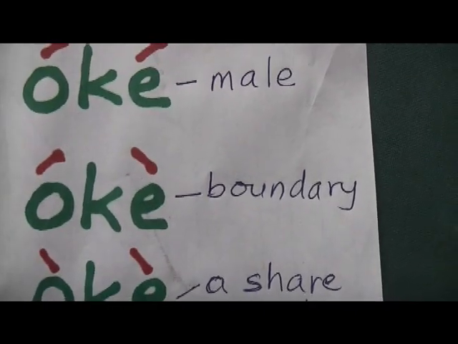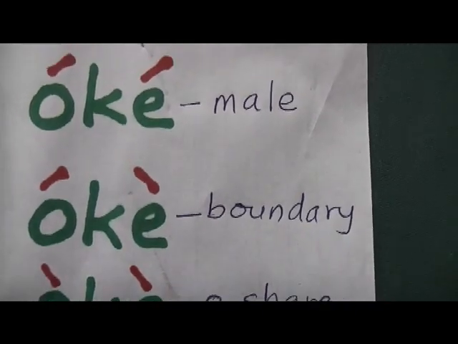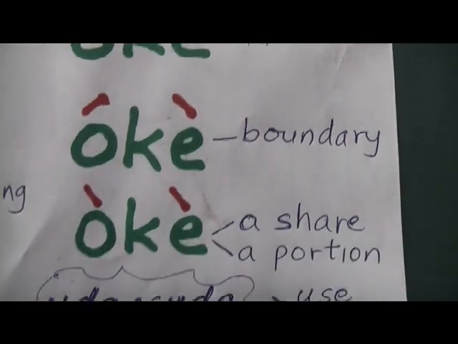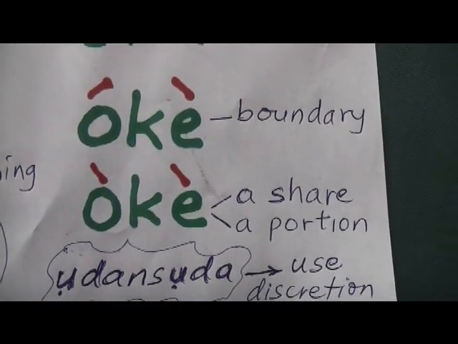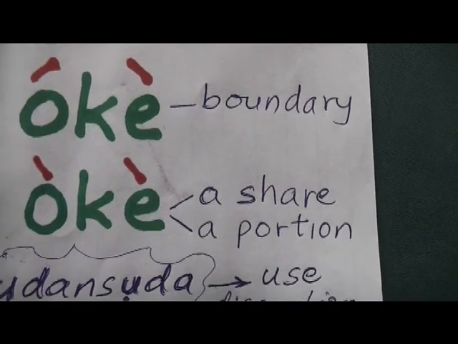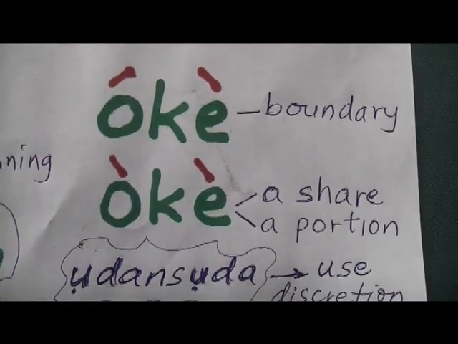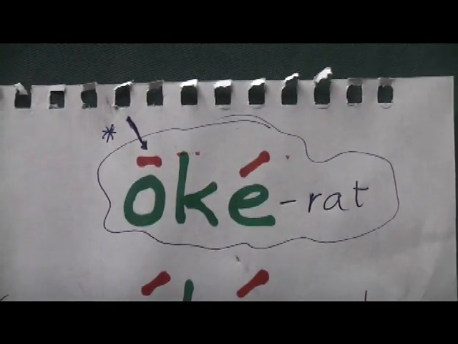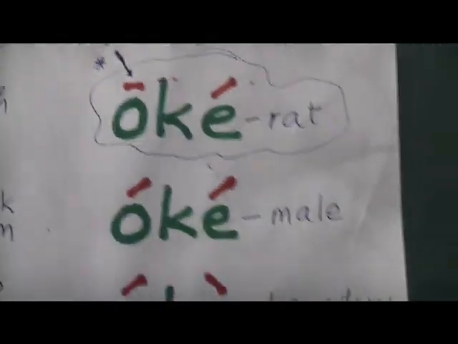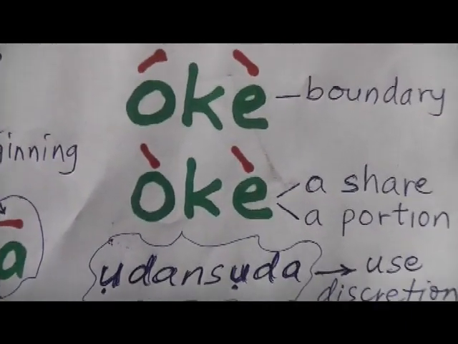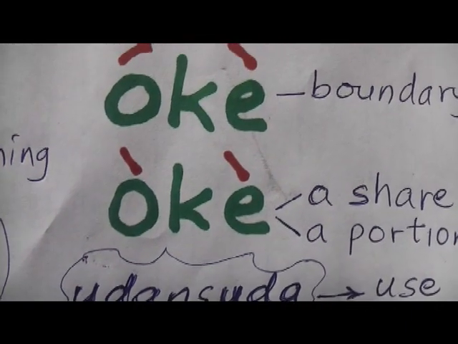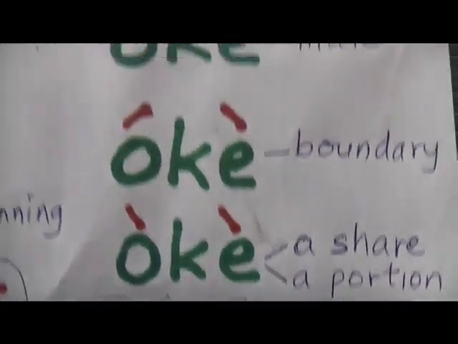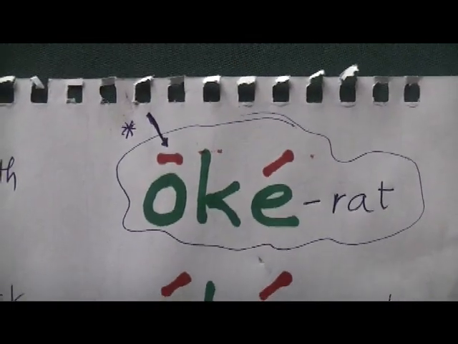Its boundary. Okay, ala Nigeria, na Cameroon. The land boundary between Nigeria and Cameroon. Okay means a share or a portion. Nyem okem means give me my share. If you say nyem okem, give me my rat. But if you say nyem okem, okay. See how the tone mark differentiates between a share and a rat.